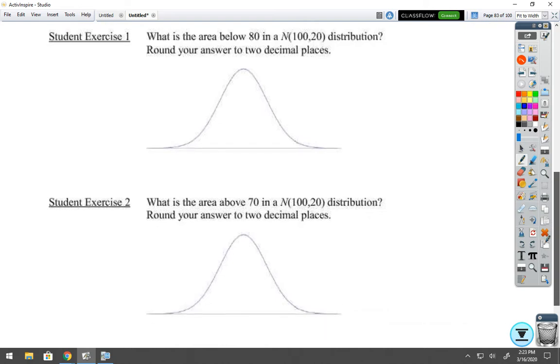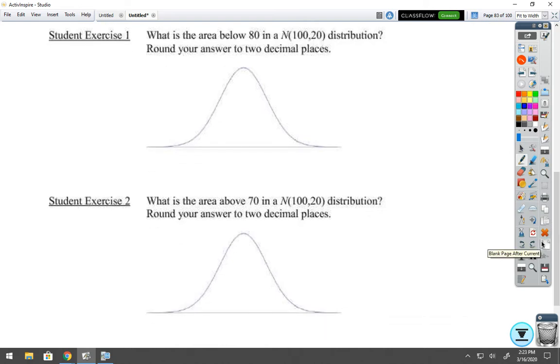So let's do our student exercises, and I will lay these out with the calculator, and I'm going to show you the actual calculator. The first thing I'm going to do is draw what's going to happen. And after I draw it, then I'm going to switch over to my graphing calculator and show you what's going on.